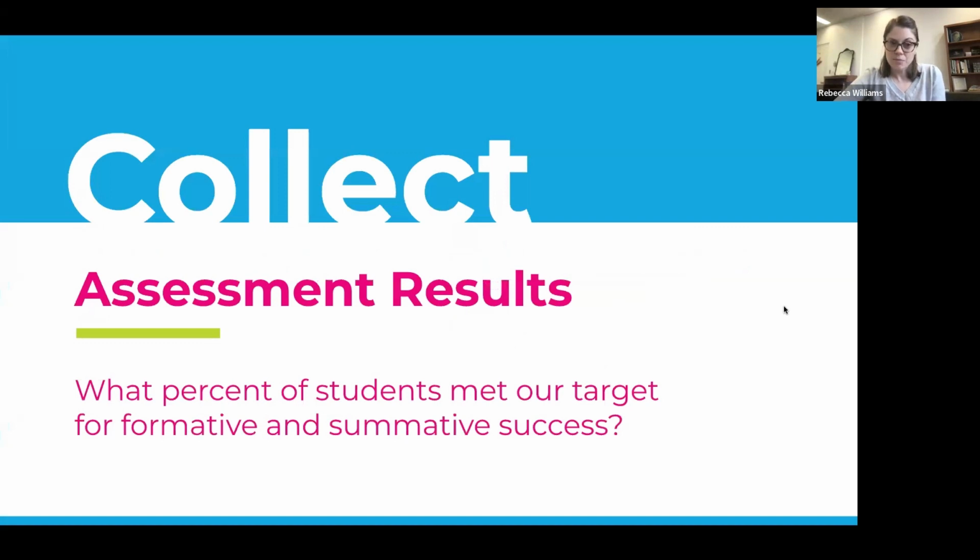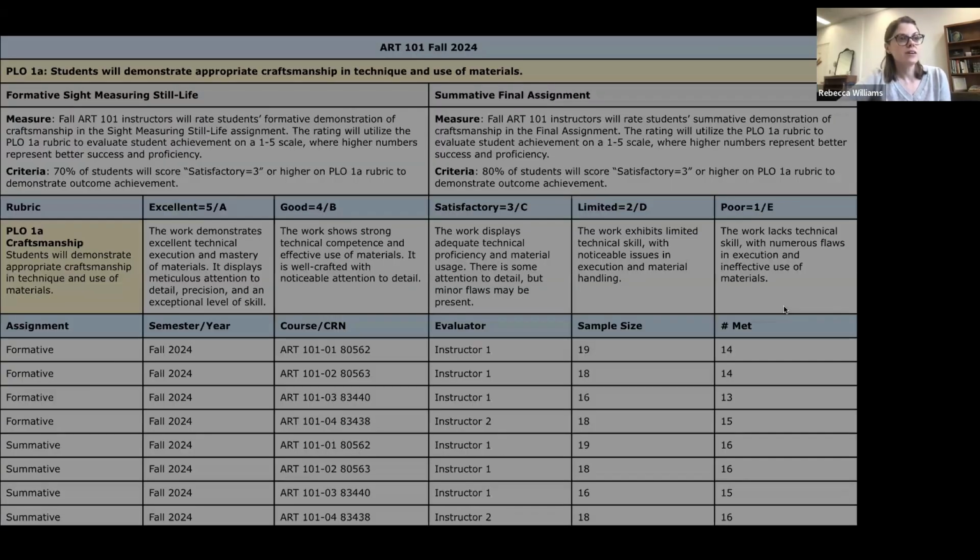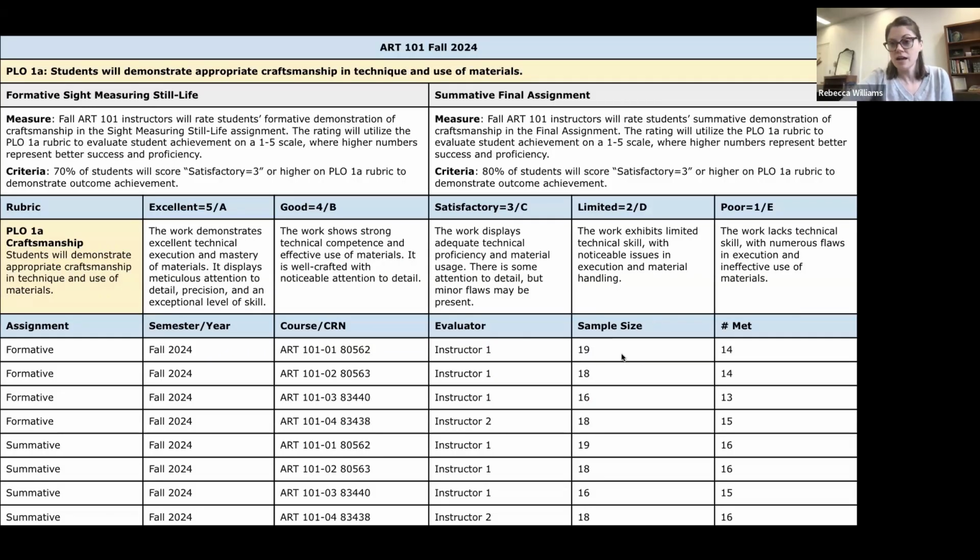Then it's that exciting part where you need to start collecting those assessment results. We wanted to make it as simple as possible. Since it's that aggregate score, the only thing our instructors have to give us is their sample size, how many students are in the class, and the number of students that met the goal of 3 or higher.